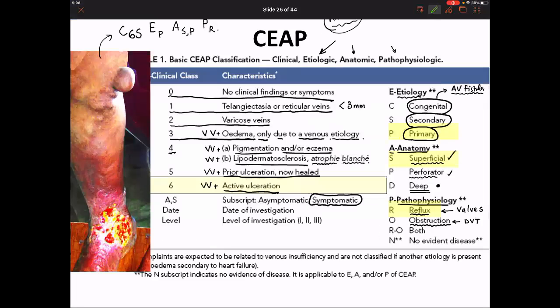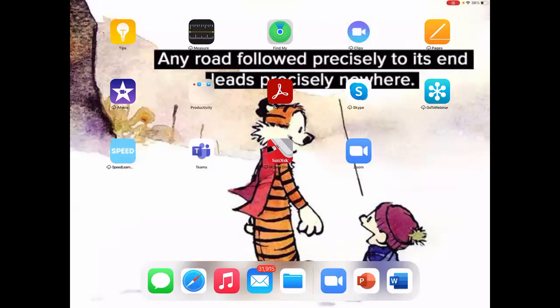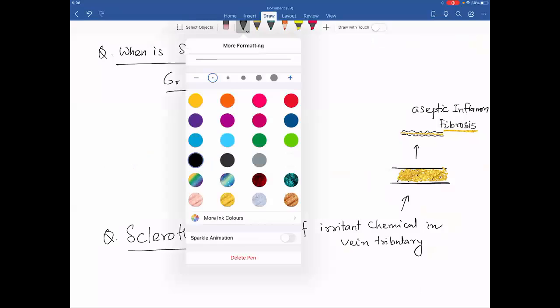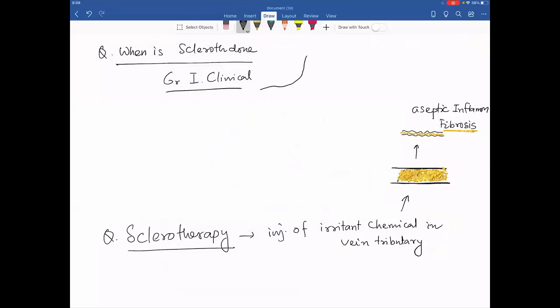That means what is the size of the veins? 3 millimeter. That means those veins. Many of you can look into your foot or legs, or you can see into your parents or grandparents. You will see multiple veins that are present. But these veins are less than 3 millimeter, and they are responsible for a bad cosmetic effect. So what to do in these veins?